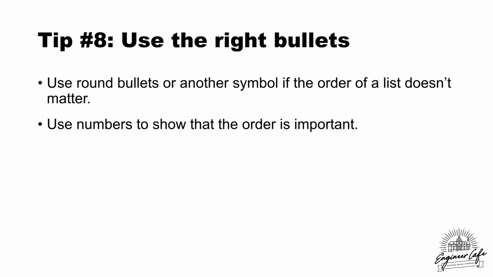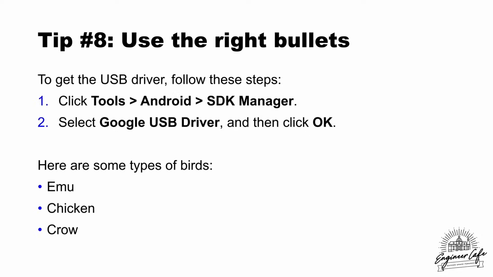So if we go back to the example, this is probably a better look. If we say, to get the USB driver, follow these steps, and then we have numbered steps, it may even help people remember, oh, I was on step 2, or I was on step 3. And here are some types of birds, and obviously they're not in order. Now, if you were saying, oh, here are my favorite types of birds in order of how much I like them, I guess maybe a numbered list might be useful.